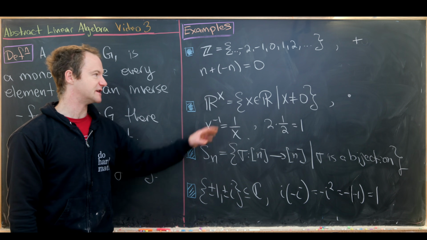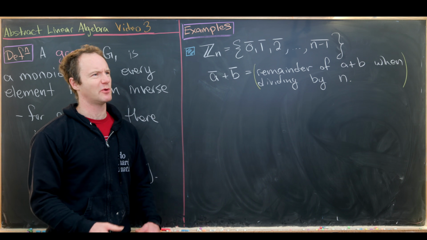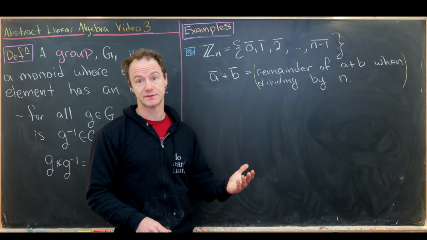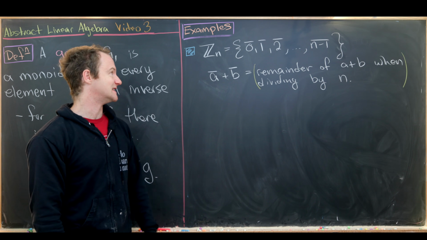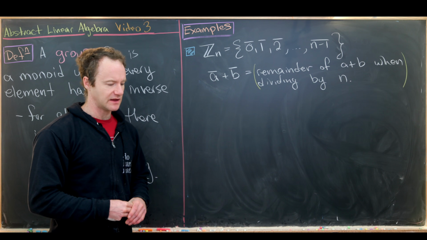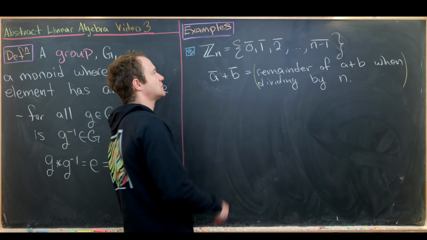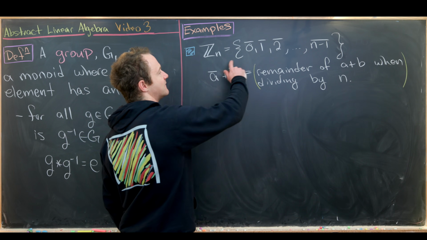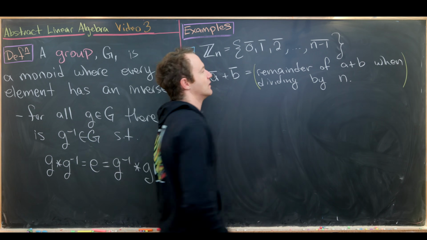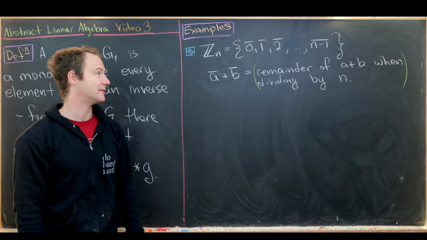Okay, so let's clean up this part of the board and we're going to look at another example. So we're going to look at one last example before we prove some general results involving groups. And that example is Zn, or the integers modulo n. But we're not going to look at any of the number theory underlying this. We'll instead take a more basic approach. So let's define Zn to be the following symbols: 0 bar, 1 bar, 2 bar, all the way up to n minus 1 bar. So let's notice it has exactly n elements.